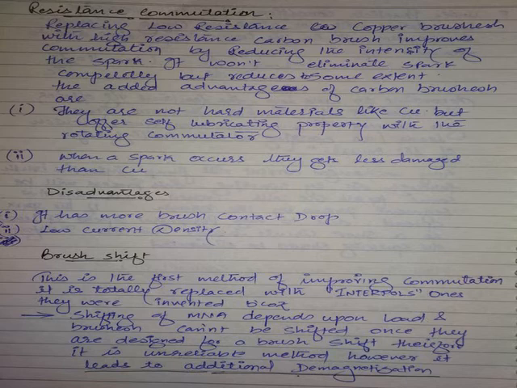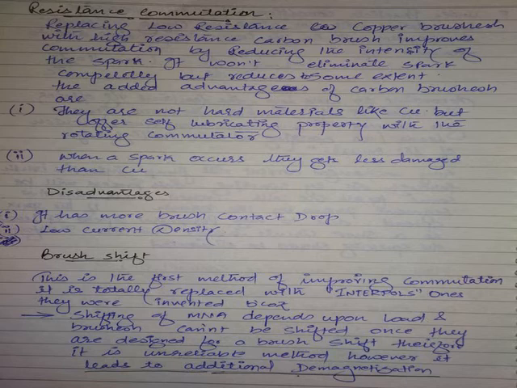Listen. You can use brush materials like copper, carbon, and graphite. Copper brushes have very low resistance, high conductivity, and less brush contact torque. Very good material. When compared to carbon brushes, carbon brushes have comparatively more resistance than copper. Graphite brushes are also used for very high rating machines, but generally all machines contain carbon brushes to improve commutation. Now we are discussing copper and carbon brushes. Copper brushes have low resistance, carbon brushes have comparatively high resistance.